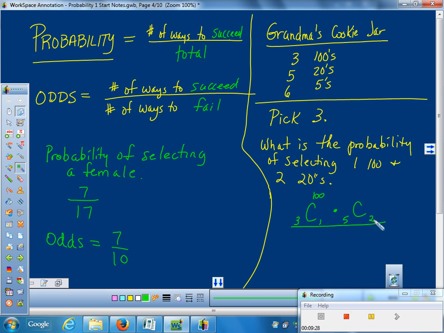Then over the total, how many total bills do I have? There were 14 total, and I want to pick a total of 3. When do you add them? There is a place when you add. We won't get there today. Actually, we will get there today. Okay, notice this said 120.